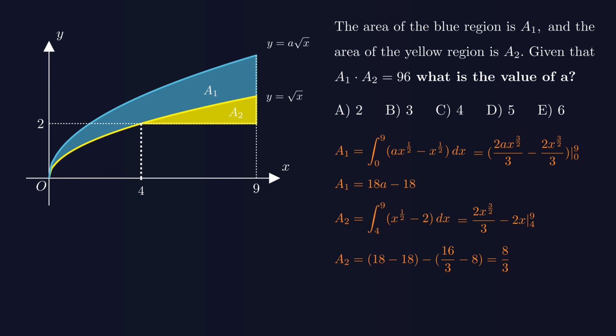All right, now we know that A1 times A2 equals 96. That gives us a single variable equation. Humanity has known how to solve this for 4,000 years. Solving it, we find A equals 3. The correct answer is choice B, and that's it for this one.